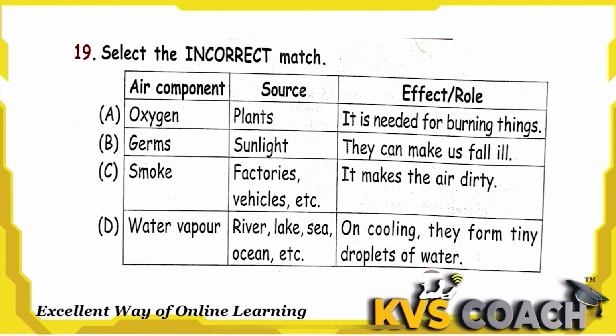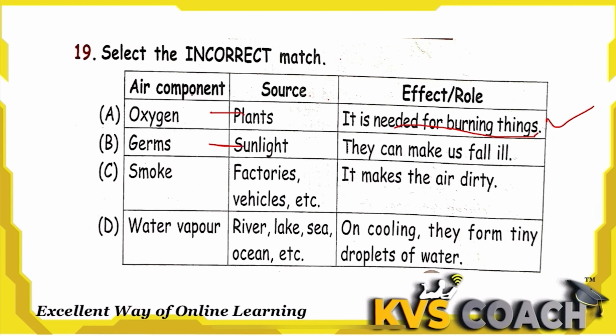In the next question, select the incorrect match. First is air component, second is source, and third is their role. Oxygen, source is plant. Yes, this is right. We get oxygen from the plants, and it is needed for burning things. Yes, this is also right. We need air or oxygen to burn things.